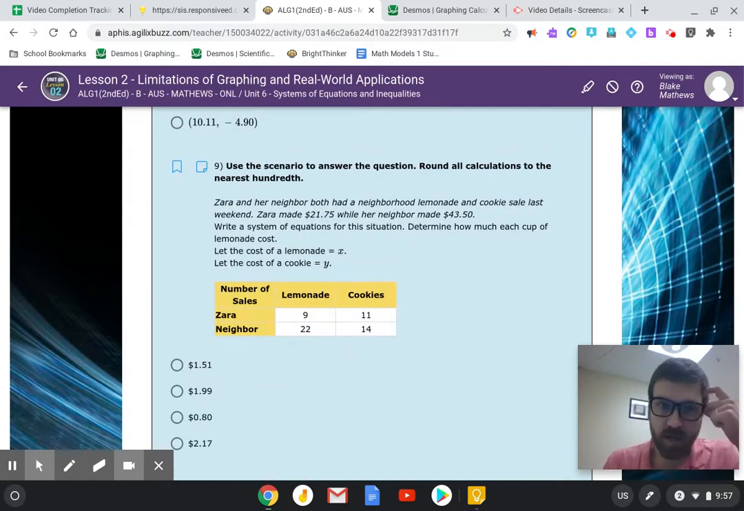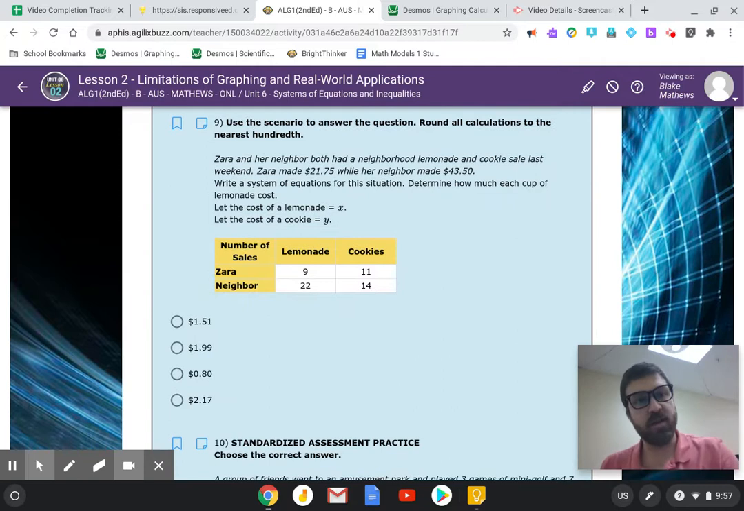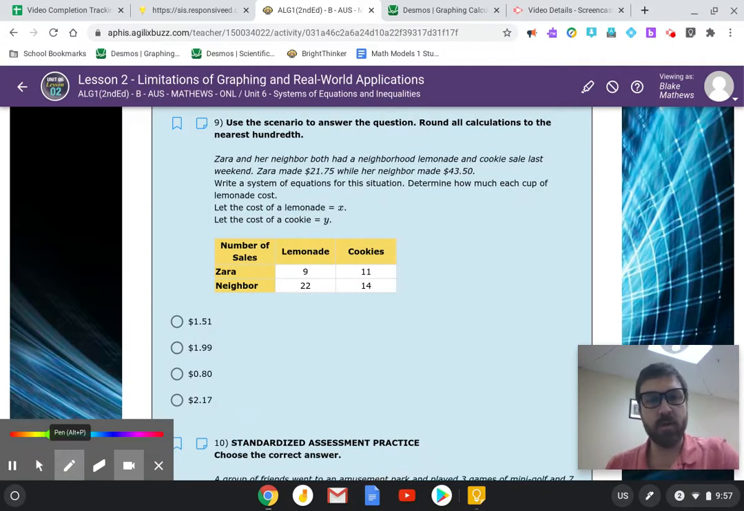Number 9, we're going to have to write the equation ourselves. So let's talk through that. I'll kind of help you out with that one. I'll go ahead and write it right here on the screen. Zara and her neighbor both had a neighborhood lemonade and cookie sale last weekend. Zara made $21.75 while her neighbor made $43.50. Write a system of equations for this situation. Determine how much each cup of lemonade cost. So lemonade is going to be x, cookies are going to be y.